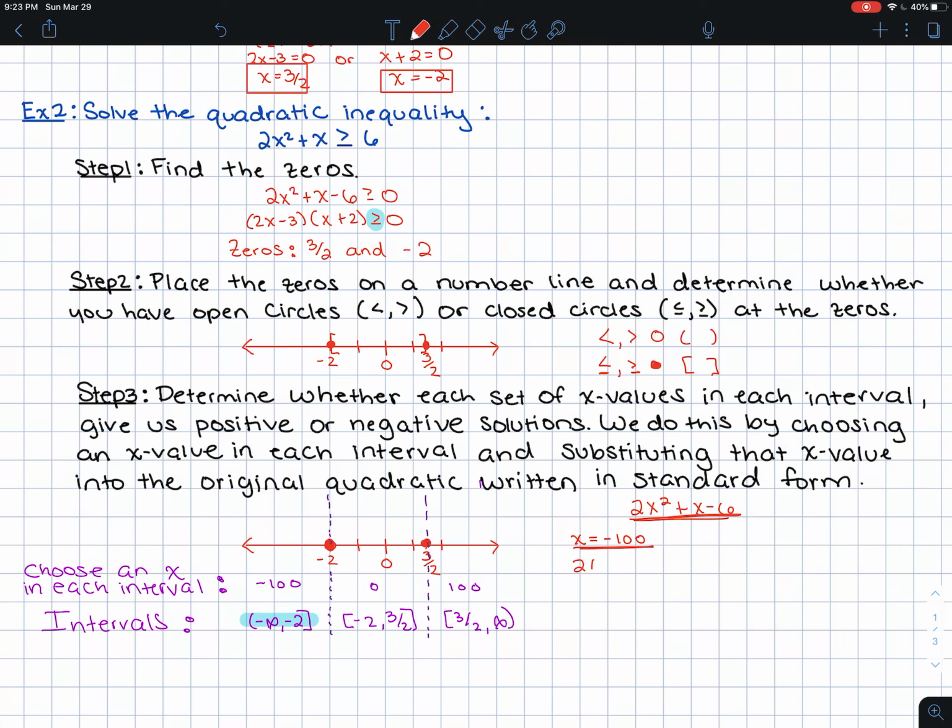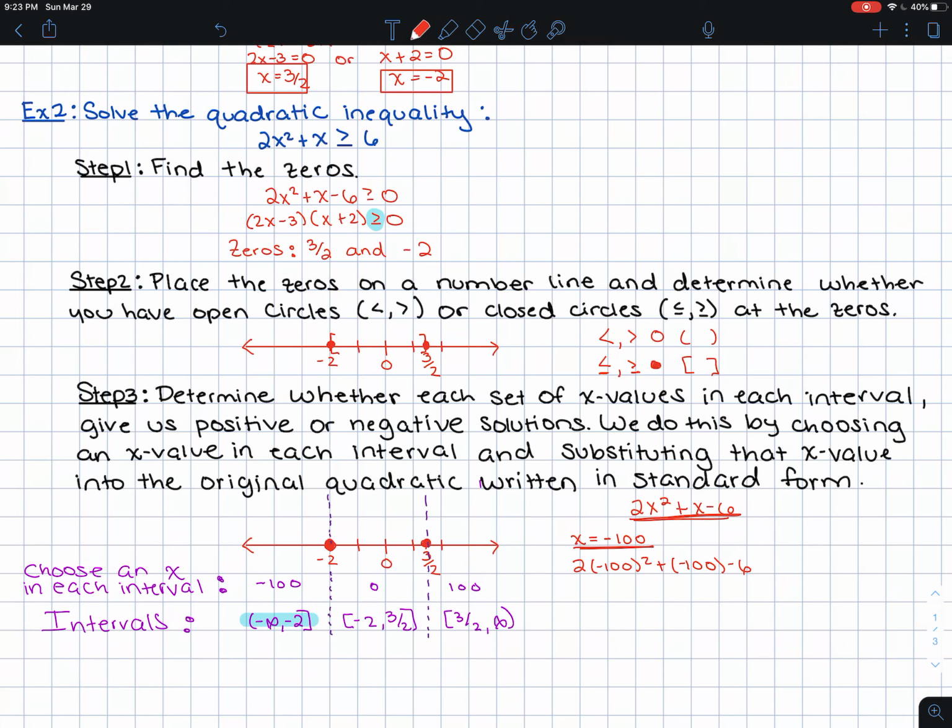Okay, so we have 2 times negative 100 squared plus negative 100 minus 6. Now, you're probably asking yourself, Ms. Sandoval, why did you choose such a big negative number? Because now my calculations are going to take longer. Well, actually, I purposely chose a big number because I don't want to know what the actual numerical answer is. All I want to know is whether I get a positive or a negative solution.